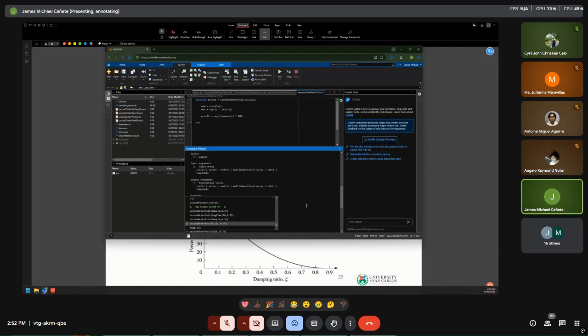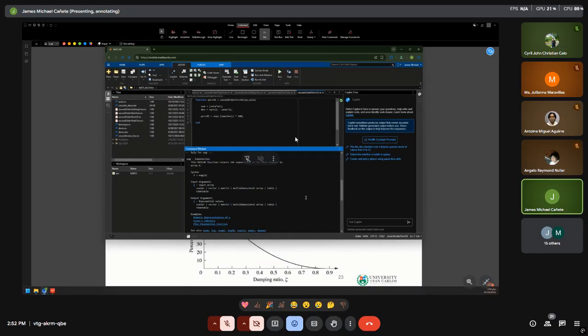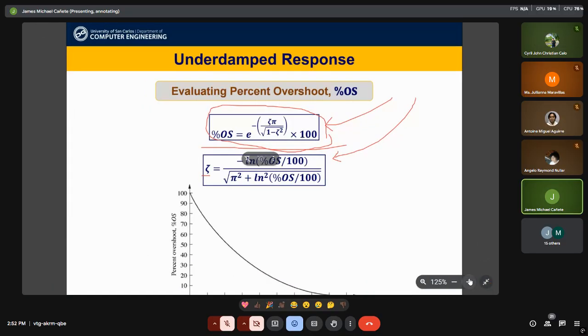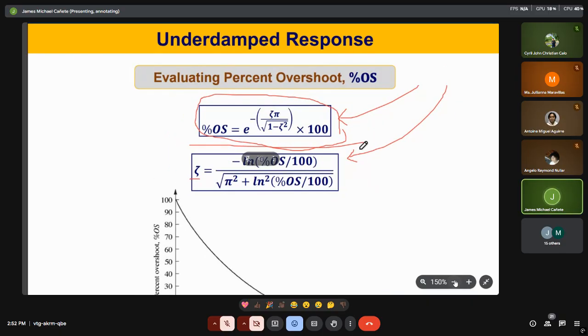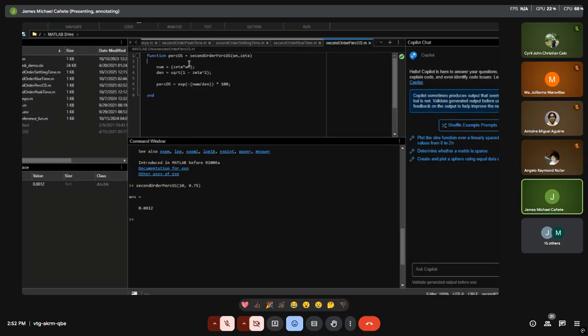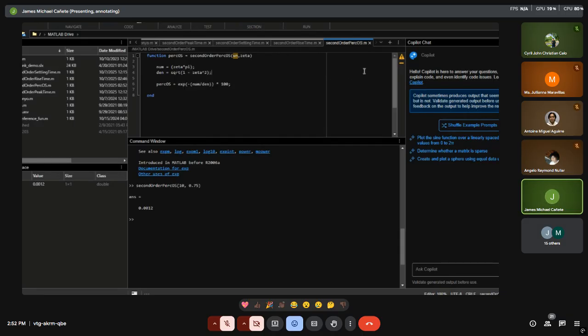So, here is the result: 0.012. Then zeta times pi. There.